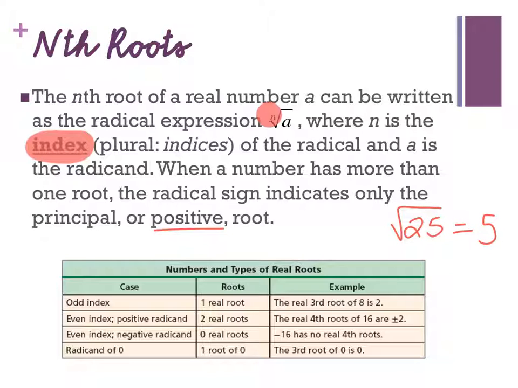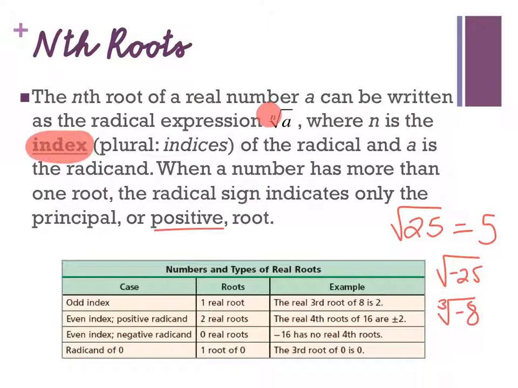Then on the bottom it says numbers and types of real roots. An odd index, there's only going to be one real root. An even index, it could be two real roots, the positive and the negative. Even with a negative underneath has no real roots. Can I take the square root of negative 25? No, there's no number that I can multiply by itself to give you a negative. So an even number of times wouldn't work. An odd does. If I do negative 2 times negative 2 times negative 2, what do you get? Negative 8. So if that little index is odd, like a 3 and a negative 8, that you can do. But if it's even, you can't. It would be no real number.